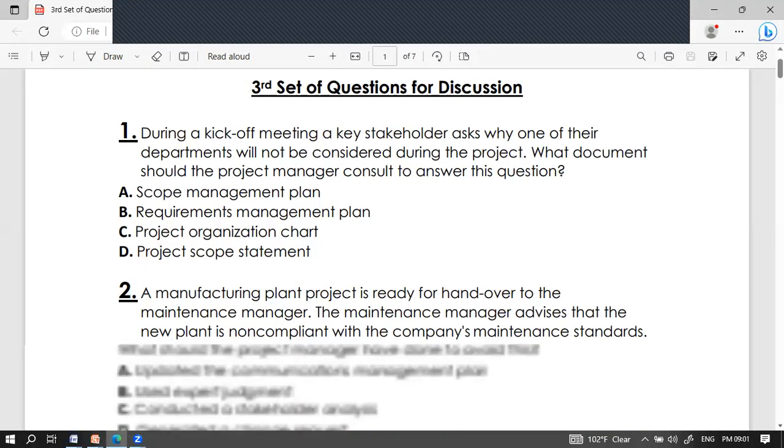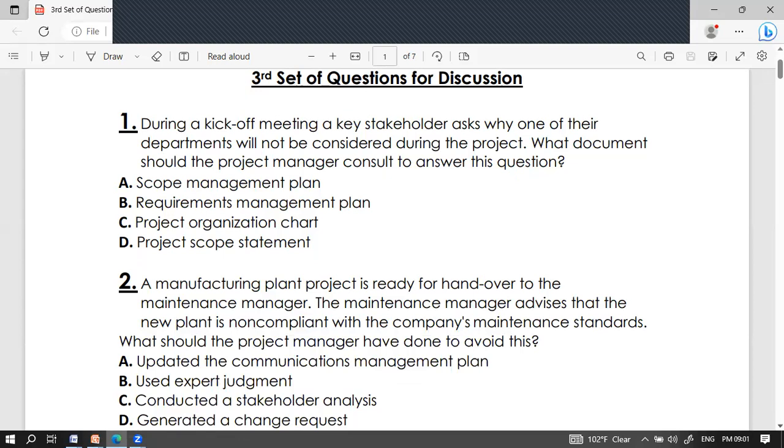During a kickoff meeting, as I said very clearly, all of these were taken from the PMI exam security board. During a kickoff meeting, a key stakeholder asked why one of their departments will not be considered during the project. What document should the project manager consult to answer this question?